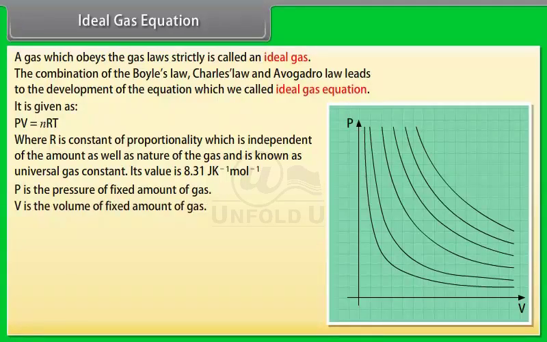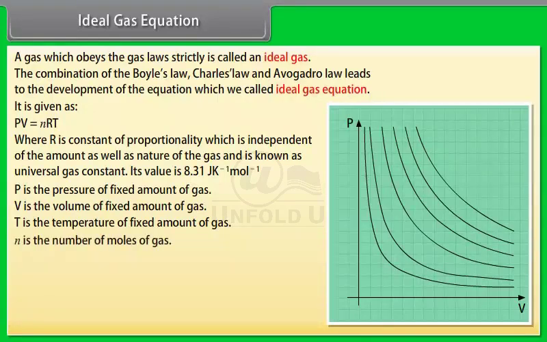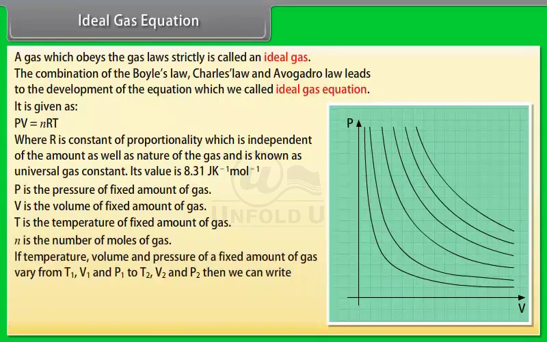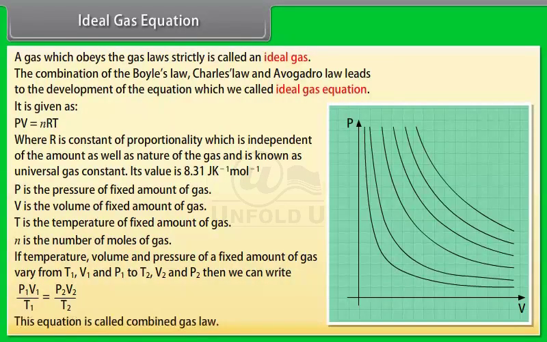V is the volume of a fixed amount of gas. T is the temperature of a fixed amount of gas. N is the number of moles of gas. If temperature, volume and pressure of a fixed amount of a gas vary from T1, V1 and P1 to T2, V2 and P2, then we can write P1 V1 by T1 is equal to P2 V2 by T2. This equation is called the combined gas law.